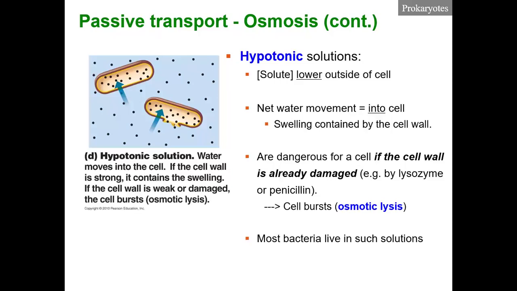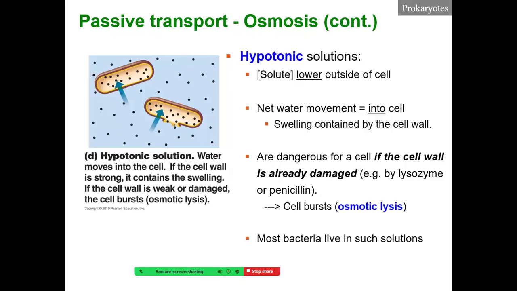It is dangerous for a cell if the cell wall is damaged or if there is no cell wall, such as when the enzyme lysozyme or the antibiotic penicillin damages the cell wall. The cell will then have water continue to move into the cell, and the cell membrane will expand out of the damage in the cell wall until the cell membrane bursts, and then that will leak the cytoplasm outside the cell and the cell will die.